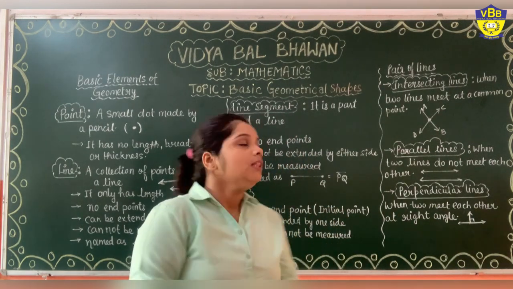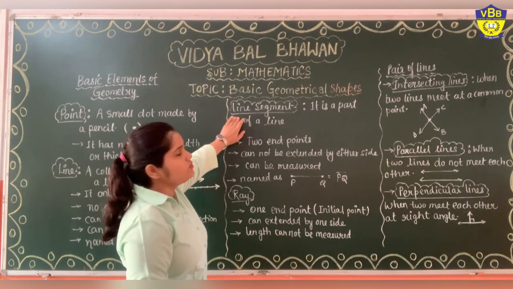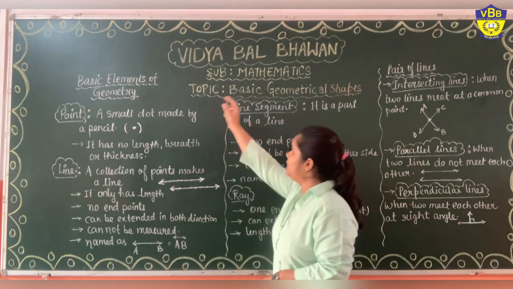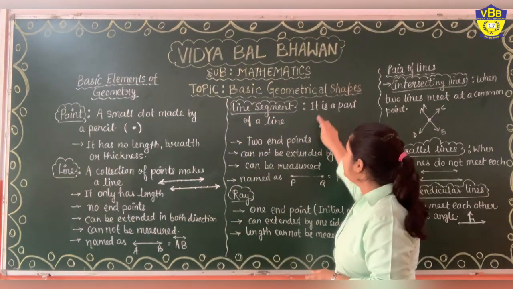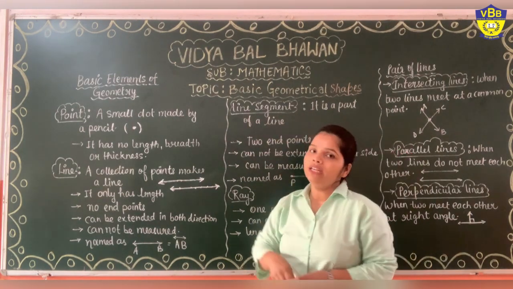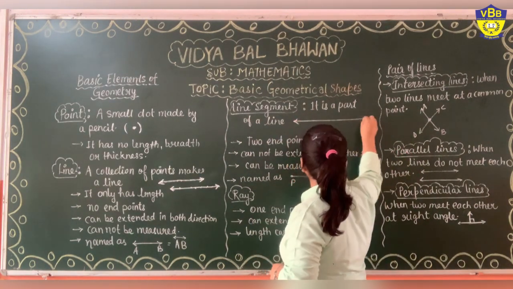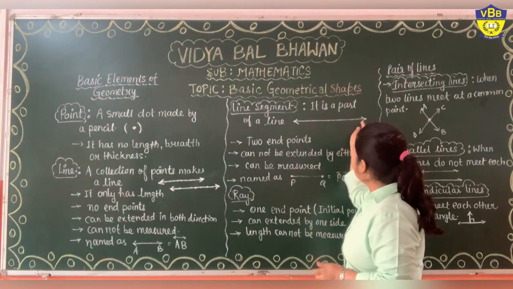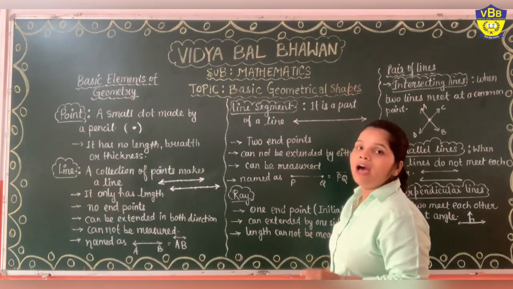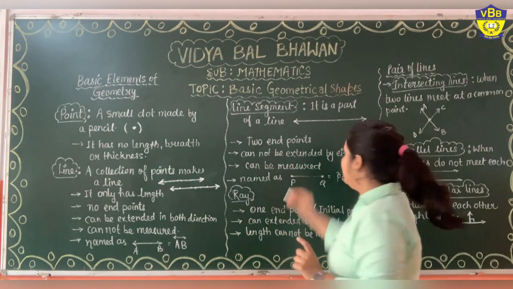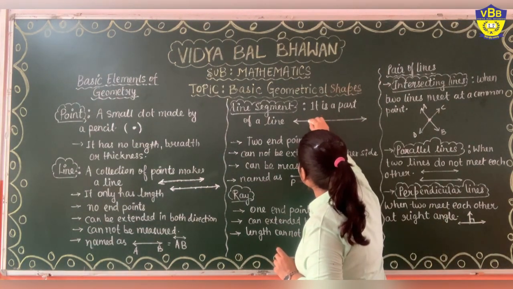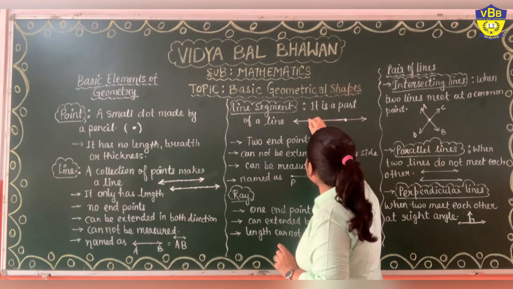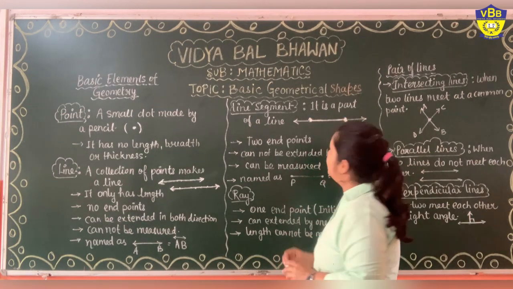Let's move to our next element of geometry, that is line segment. After line, it is line segment. Line segment is a part of a line. Suppose I am having this line here with arrows on both sides. Now, from this line, I am taking a small part, starting from here and ending here. I am talking about this point, this length only. So this is a line segment.